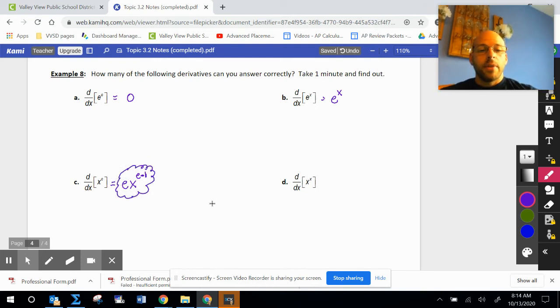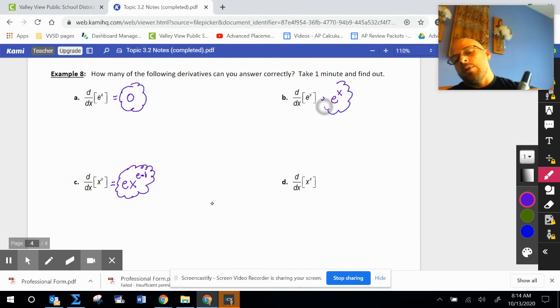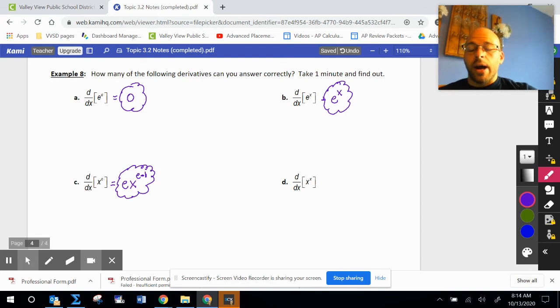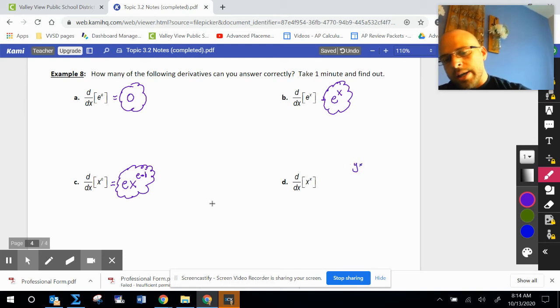Okay, that's my answer. So it's part D that is unlike the others, and I want to show just this real quick. It doesn't come up very often, but I want you to be prepared for it if it does. Is this variable to a variable power? So what I'm going to do is off to the side here, I'm just going to call it y equals x to the x power. And I'm going to take the natural log of both sides.